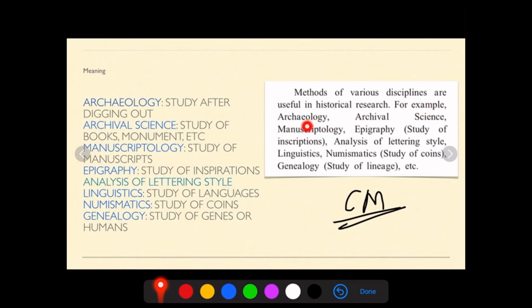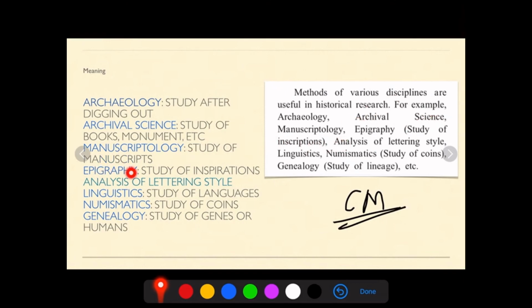So for example, archaeology. Archaeology means study after digging out. You may know that after digging things out, we get articles, documents or objects. The study of that human, or the time of that material or thing, after digging it out, is archaeology. Next is archival science, the study of books, monuments, buildings, etcetera. So these things come in archival science.